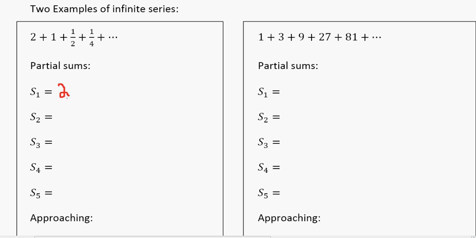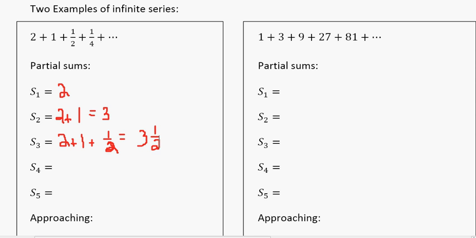Okay. When I ask for S sub 2, I'm asking for the sum of the first two terms. So it's 2 plus 1, which would equal 3. When we're asked for S sub 3, we're asked for the sum of the first three terms. So it's 2 plus 1 plus 1/2. Okay, oops, not 1/3, 1/2. Which equals 3 1/2.